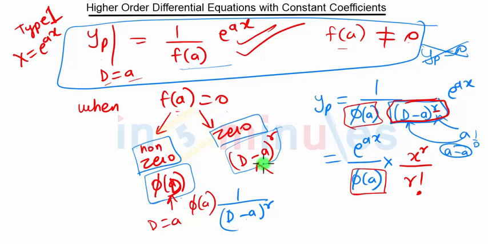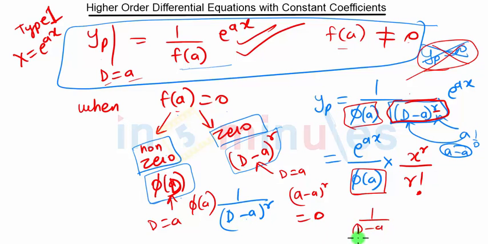And in this part we cannot substitute D equal to a, because when we substitute D equal to a, it will be a minus a the whole raised to r, which will be 0. So 1 upon 0 will be infinity, then our yp will not be valid. So the solution for 1 upon D minus a the whole raised to r is nothing but x raised to r upon r factorial in type 1.